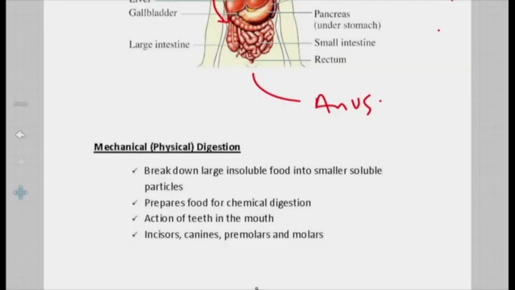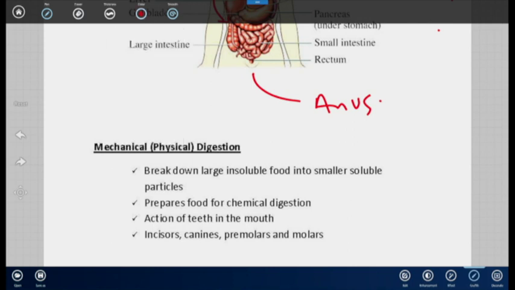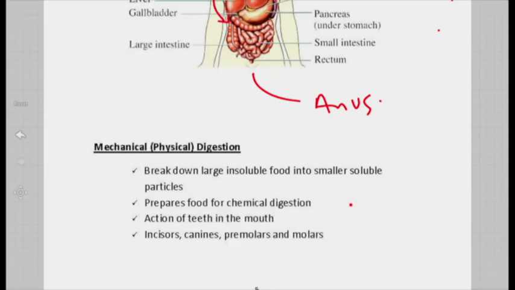Let's see from the notes what is being said about that. With physical digestion, there's a breakdown of large insoluble food molecules into small soluble food molecules. Large insoluble food into smaller soluble particles. There is preparation of the food for chemical digestion. So yes, physical digestion is a prerequisite for chemical digestion.